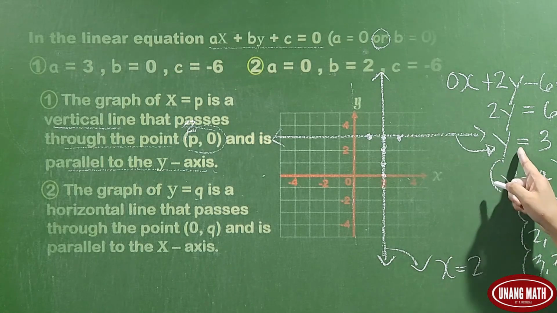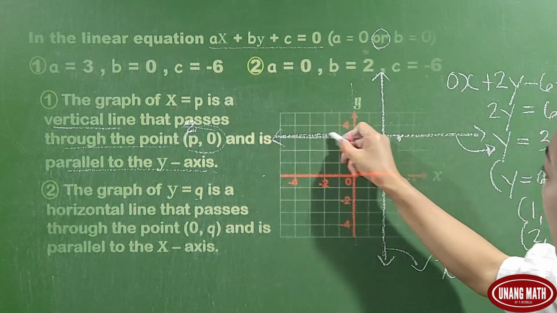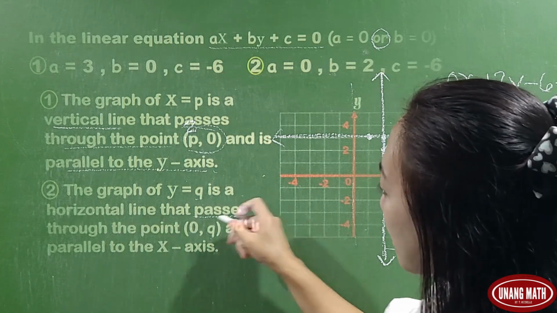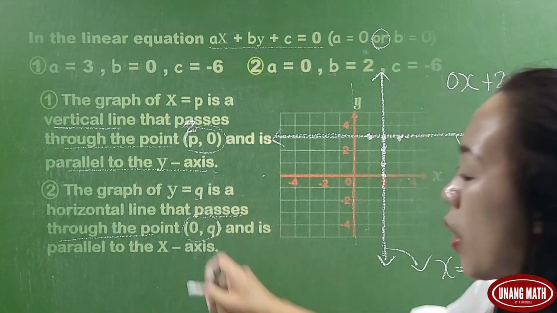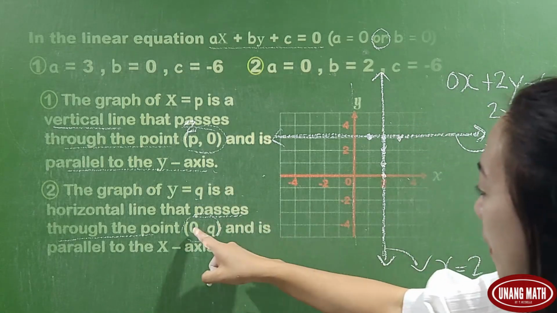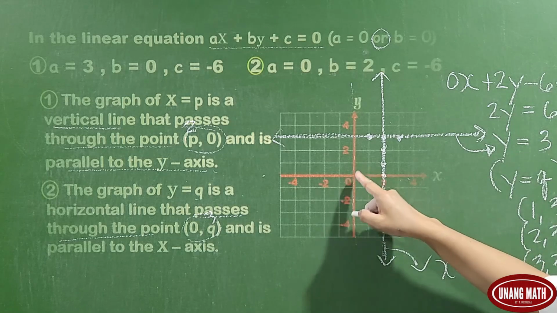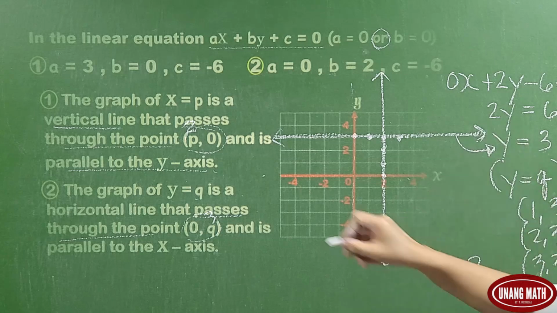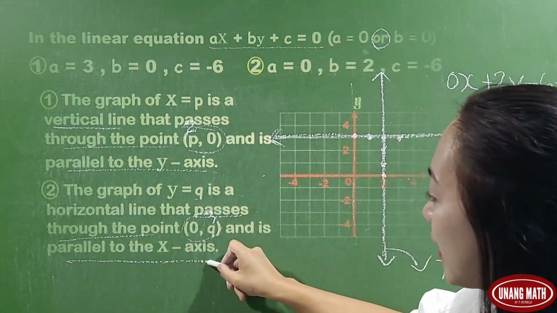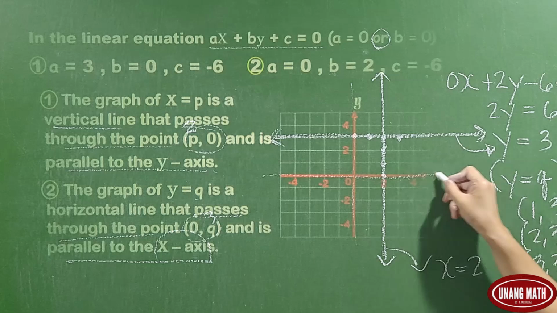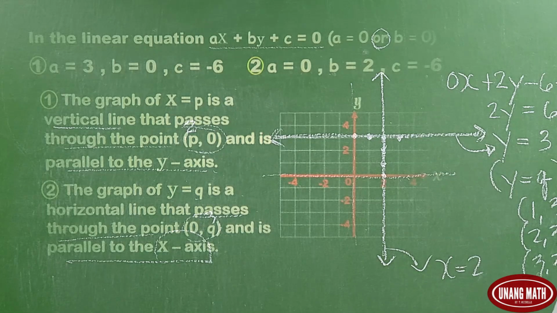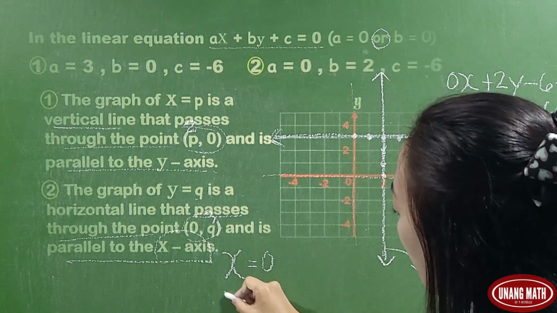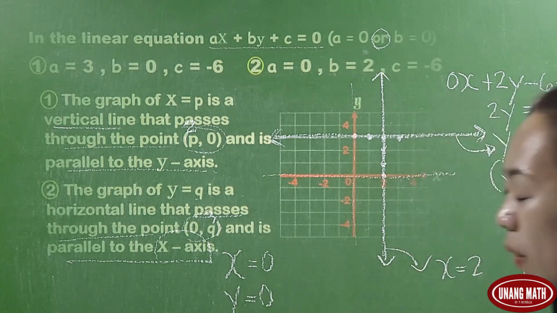How about the graph of y is equal to 3, or this horizontal line? So this horizontal line passes through the point (0, q). The value of q is 3, so it passes through the point (0, 3). Okay, (0, 3), or this point. And this horizontal line is parallel to our x-axis.